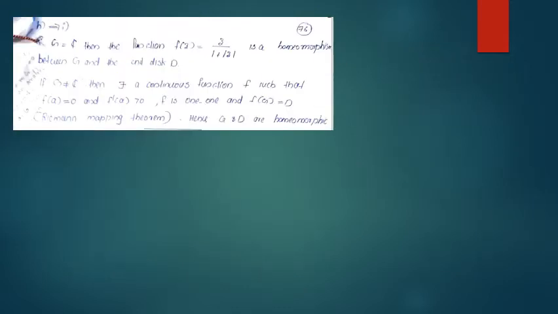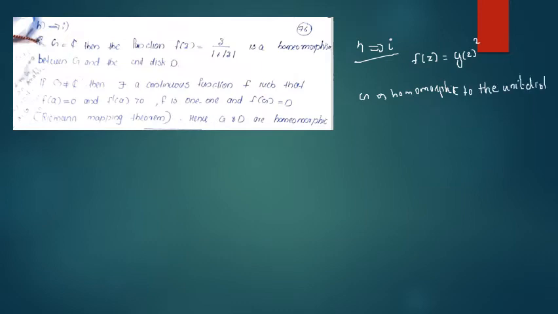Now next, H implies I. In H it is given that for any f of z belonging to H of g, there exists a function g of z such that f of z can be written as some g of z the whole square. Now we need to prove that G is homeomorphic to the unit disk.